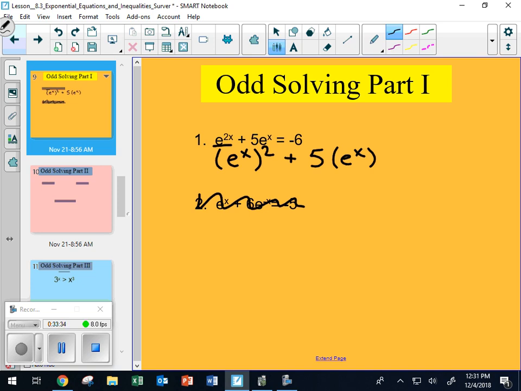And the last thing that I want to do is, if I have an equation, and I'm trying to solve for x, what is typically always true of the right-hand side of my equation? It's equal to 0. So I'm going to add 6 to both sides so that this side, the right-hand side, is equal to 0.